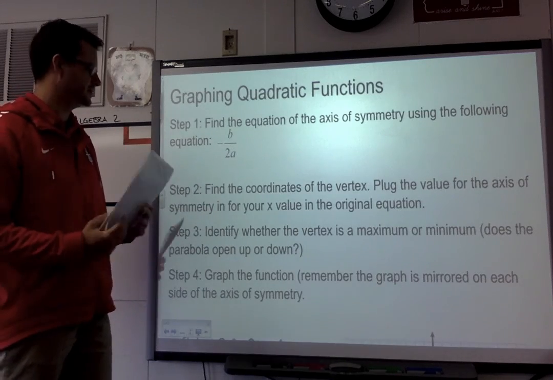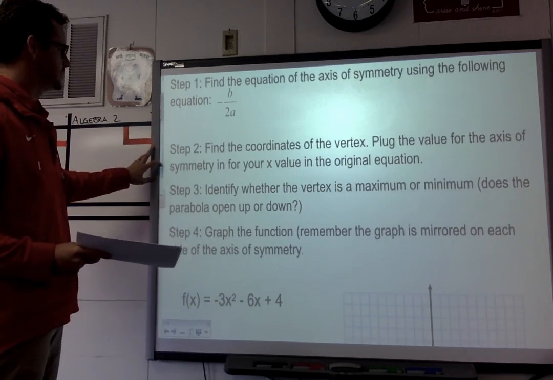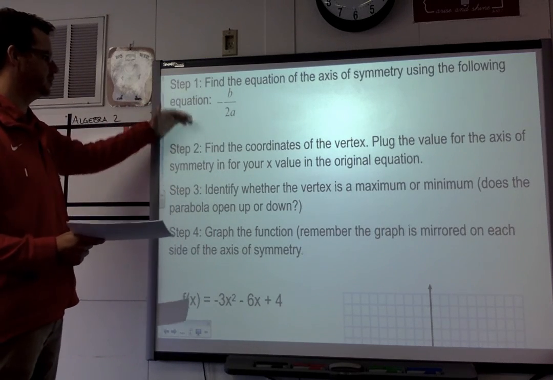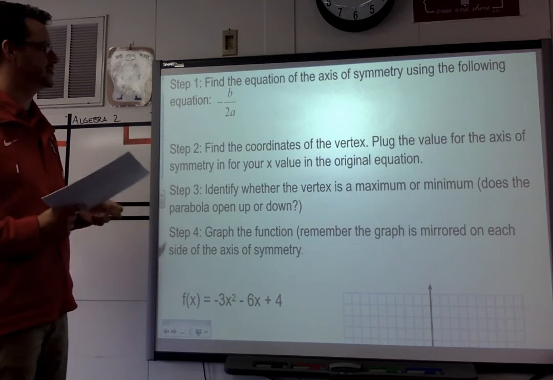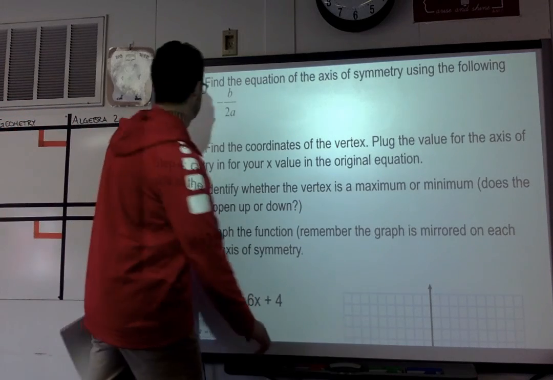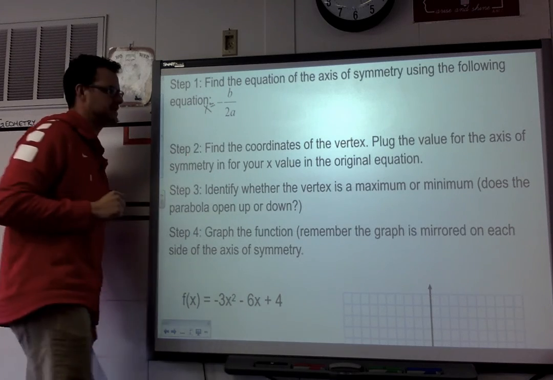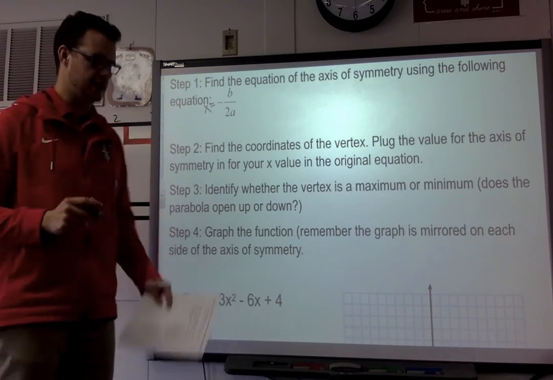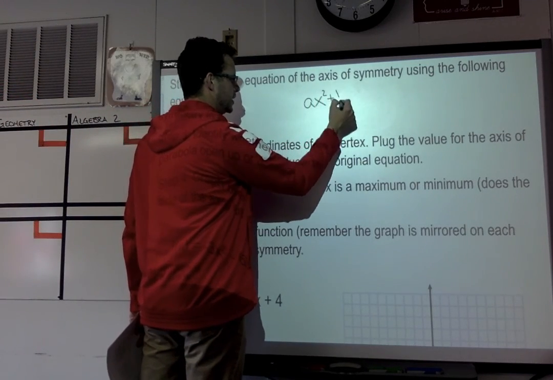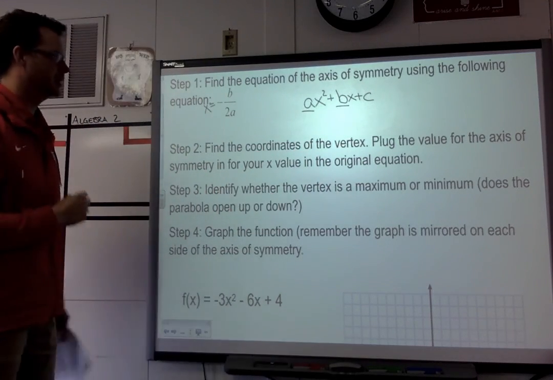So let's go ahead and do a couple examples of graphing quadratic functions. Now, there's 4 steps that you're always going to follow in order to graph a quadratic function, and you need to do in this order. So the first step is to find the equation of the axis of symmetry using the following equation. Now, one thing I forgot to put in here, it should be x equals negative b over 2a. So again, our standard form, ax squared plus bx plus c, you're using your a and b terms here.